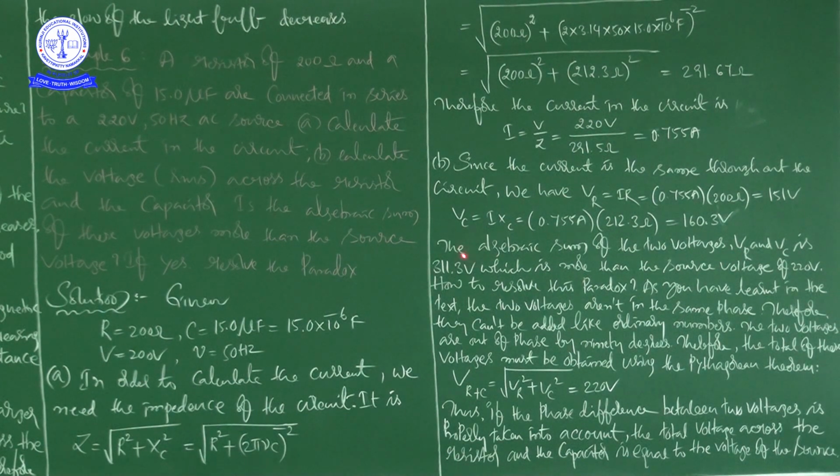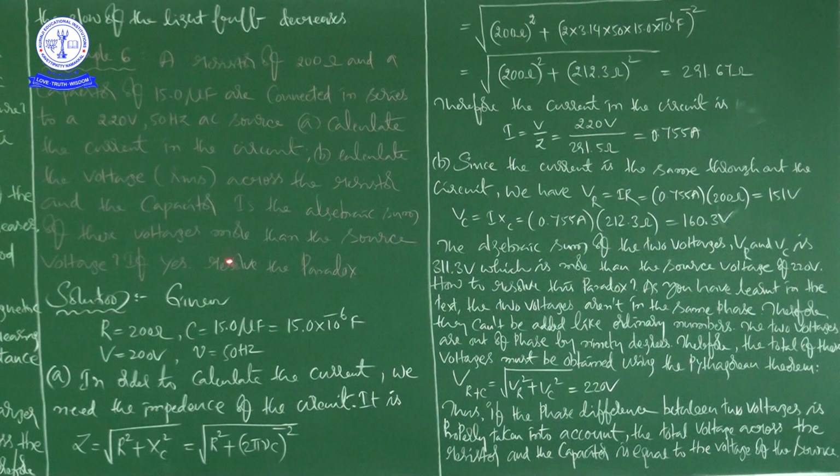Now the voltage across the capacitor, VC, is equal to I into XC. I is equal to 0.755 amps into XC is 212.3 ohms, which we calculated here. That is equal to 160.3 volts.